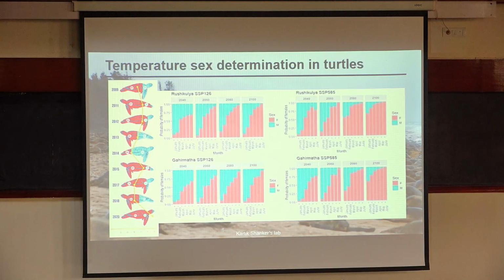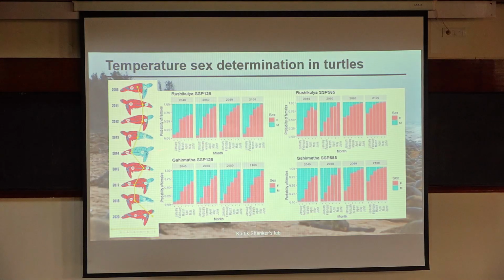So in the future, based on different climate scenarios, depending on which month these turtles are laying their eggs and what those temperatures in that month might be in the future, you might end up having almost all females in that turtle population, which is a huge problem because then that might necessitate active intervention to incubate eggs at different temperatures and so on.